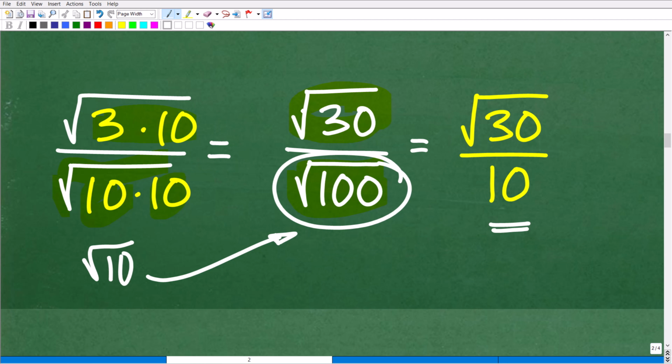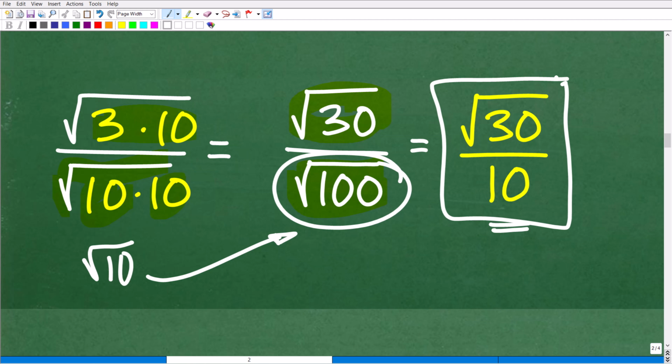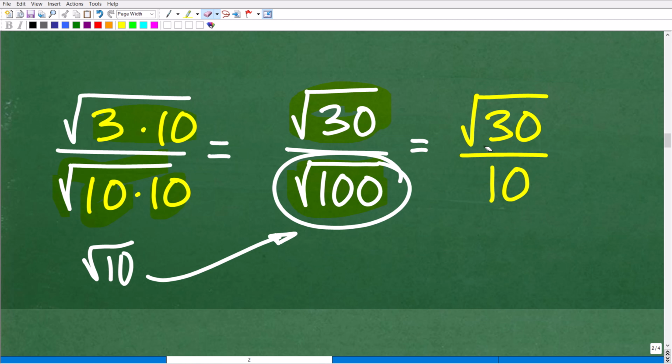So now I have the square root of 30 over 10, which is perfectly fine. Remember, the issue is having an irrational number in the denominator. Okay, we can't have that situation. We're not concerned about irrational numbers in the numerator.